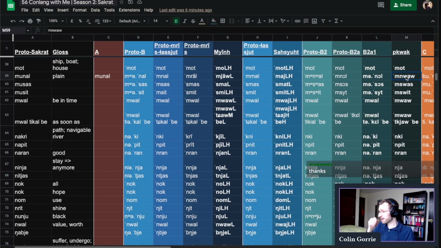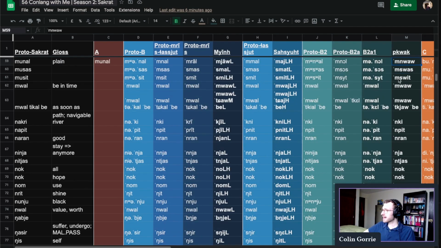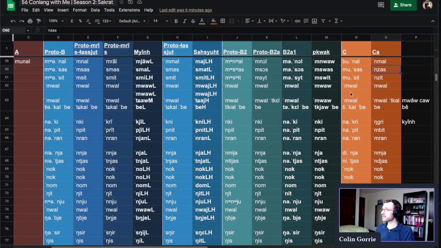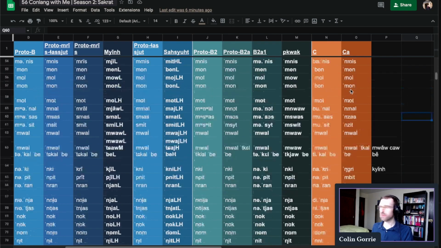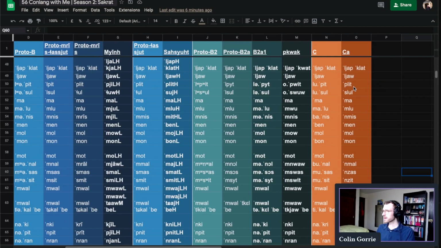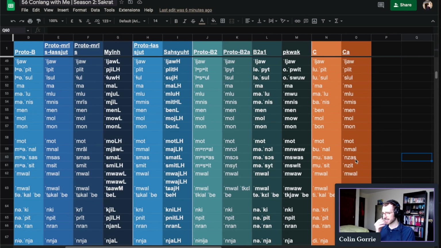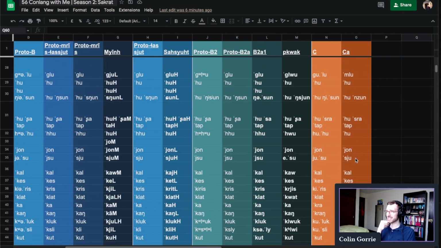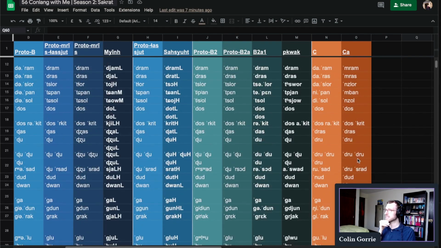So that's how we get a form like Nwau in Pkwak. So that's a fun one. Do we have any other? We have this form CA, which we haven't actually played very much with, but it has some interesting metatheses. Let's see if I can find any.